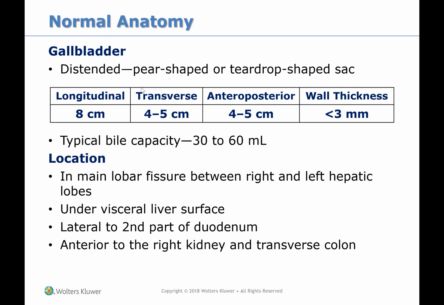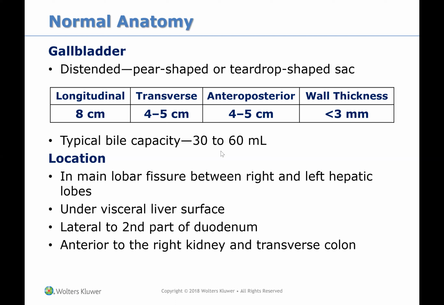Okay, so gallbladder. It's a distended, pear-shaped or teardrop-shaped sac. These are the dimensions I want you to know. It can be about 8 centimeters long, transverse about 4 to 5 centimeters, anterior to posterior 4 to 5. Wall thickness is something we measure every single time, so we want it to be less than 3 millimeters. Typical bile capacity is 30 to 60 ml.